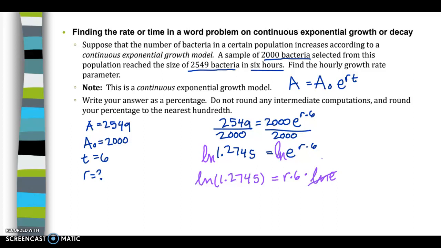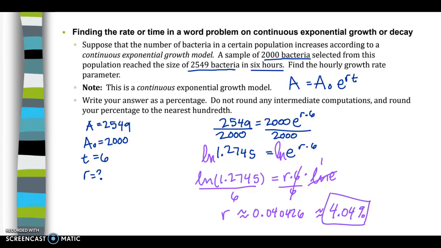What's the natural log of e? That's 1. So in order to get R by itself, I'm going to divide by 6. And that's just going to give me R on one side. And then I'll do the natural log of 1.2745 divided by 6, and I'll get R as approximately 0.040426. So what's the rate? When we write a rate, we want to write it in percentage. We get 4.04%, rounded to the nearest hundredth.